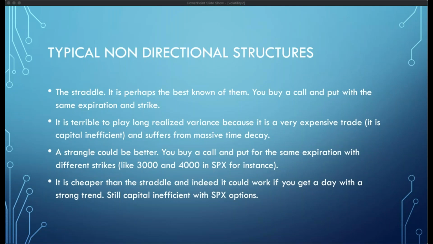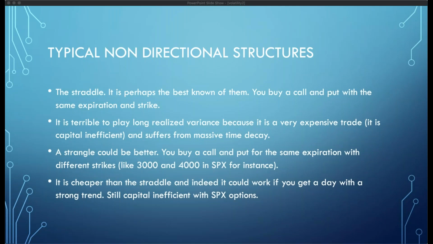And the strangle, of course, is going to be substantially cheaper than the straddle because those calls and puts are way out of the money. And indeed, it could work. I mean, the strangle in SPX could work if you have one day with a very strong trend. If you magically, by chance, manage to do it just before one day that the market moves 100 points, then that strangle is going to light up. But it still is very capital inefficient, in particular with SPX options.